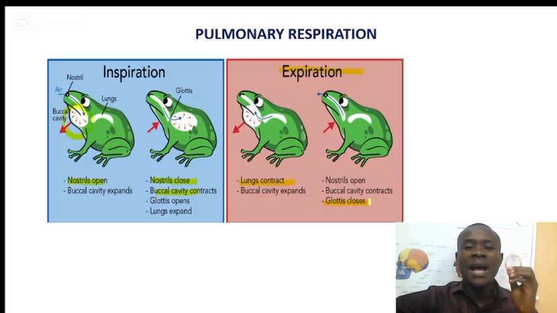When the air gets into the mouth, the glottis will close and the toad will open the nostril. And what has to happen since the glottis has been closed? The toad will now raise the floor of the mouth and this air will be forced to move from the mouth to the outside.